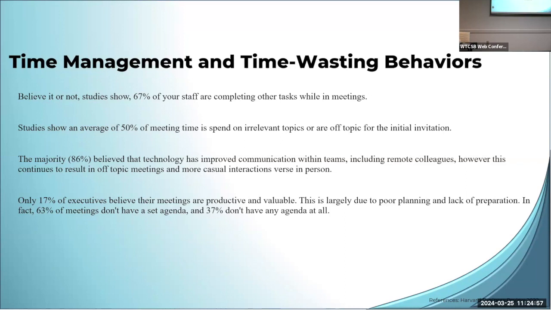And only 17%, the 17% still high, of executives, and they categorize executives as supervisors, like in our case, administrators might be, and directors, executive directors, believe their meetings are productive and valuable. Oh, maybe it is. Okay. I was correcting myself. I read that twice. So only 17% believe that their meetings are productive and valuable because of poor planning or lack of preparation. 63% of those meetings don't have set agendas, and 37% still don't have agendas at all.